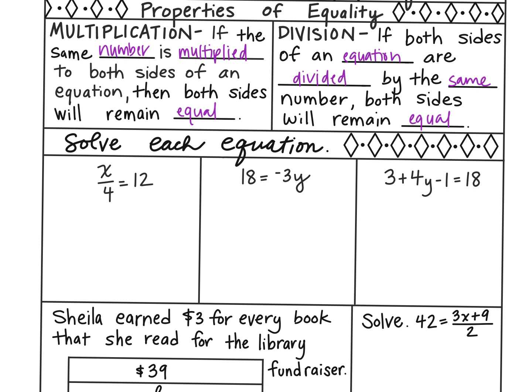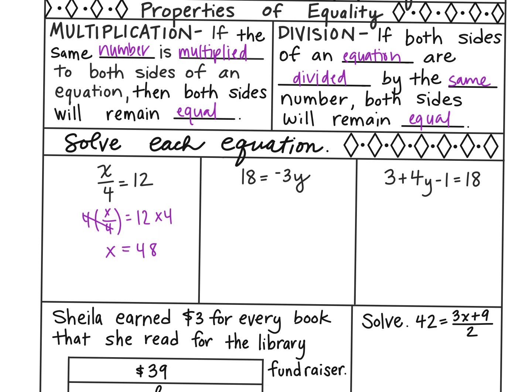Times 4. So what this is going to look like is 4 times x over 4 is the same as doing 12 times 4. Okay, so if I was doing x divided by 4, now I multiply that by 4. Those 4s cancel out, and I'm left with x. And x is going to equal whatever 12 times 4 equals, which is 48.